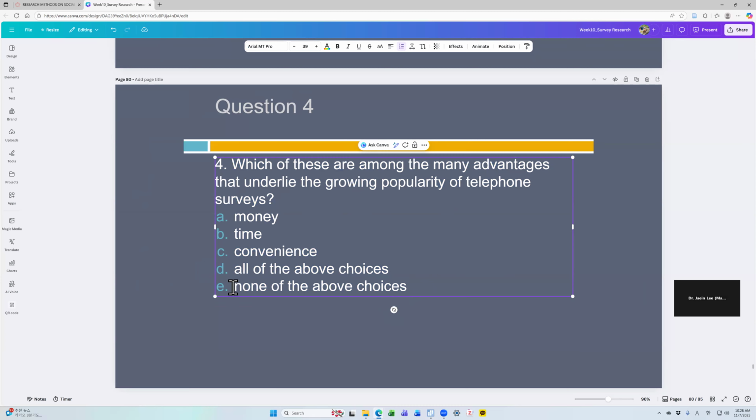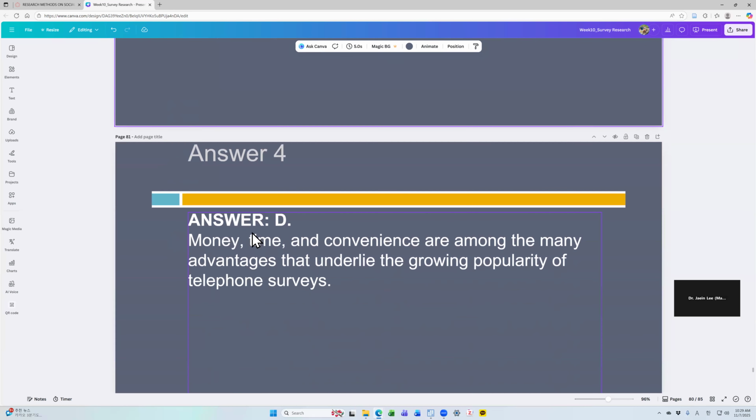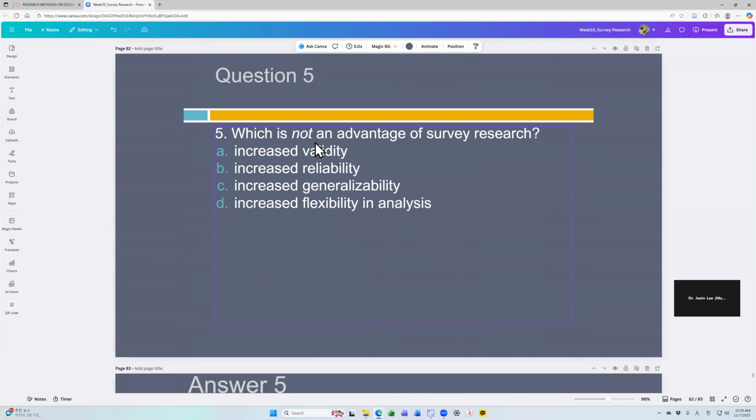So probably in 2025, E. But before that, maybe 2000, early 2000, maybe this one. Okay, answer is D, which is not an advantage of the survey research.